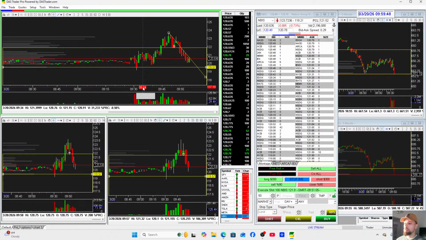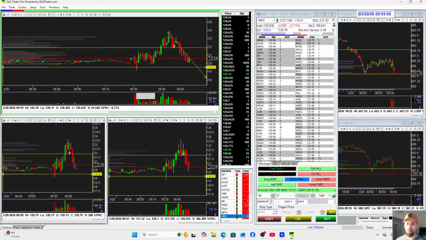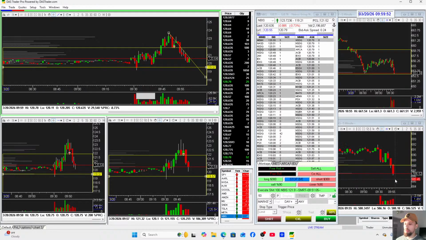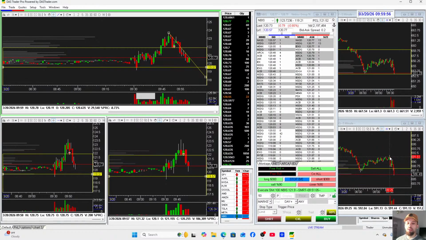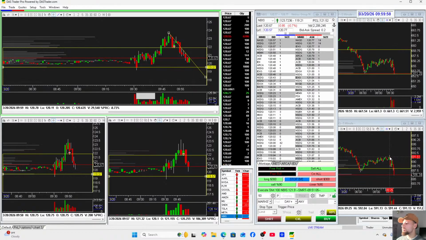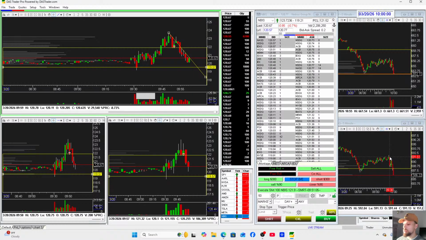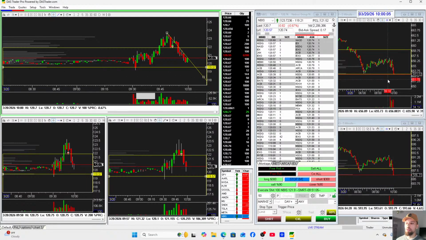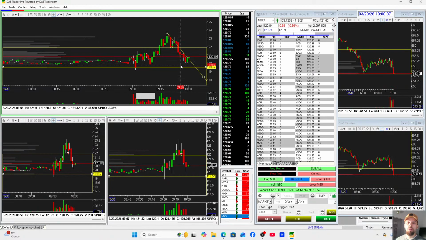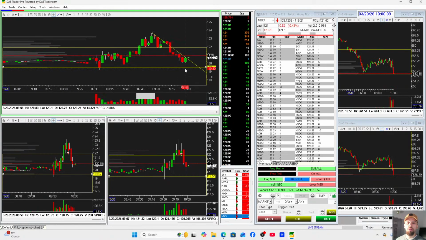SPY testing that bottom. Qs have pushed down through it with volume increasing. That's definitely bearish. Definitely more bearish than bullish. So that seems to be active. Selling pressure to me on there. Might be pulling back here.